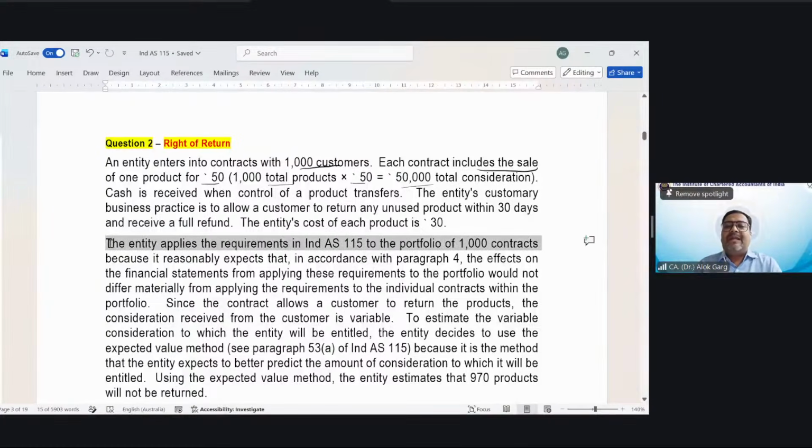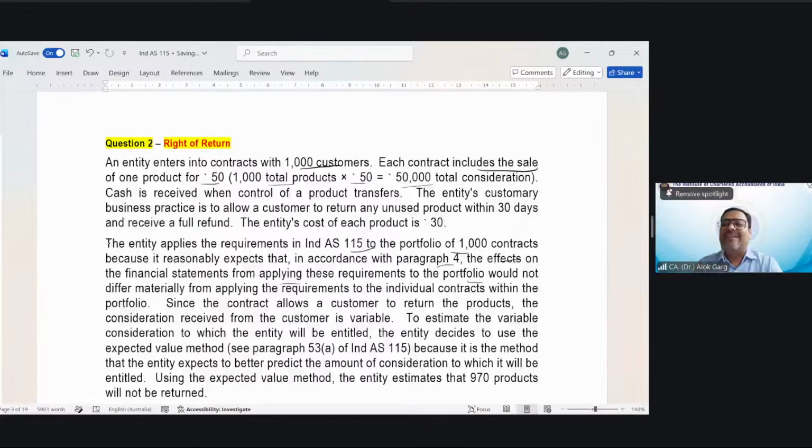The entity applies the requirement in Ind AS 115 to the portfolio of 1000 contracts because it reasonably expects that, in accordance with the paragraph, forget about the paragraph number, you are not required to remember any paragraph. The effect on the financial statements of applying this requirement to the portfolio would not differ materially from applying the requirements to the individual contracts within the portfolio.